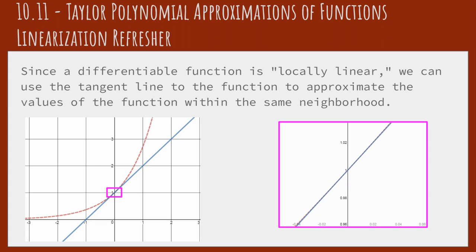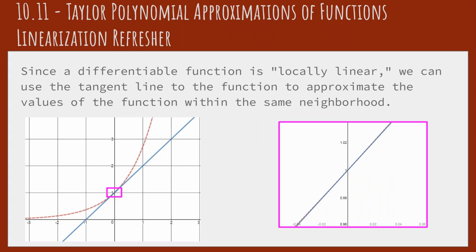But if you look at this section that I zoomed in on here, you can see that the red e to the x function and the blue function are almost identical within that window. So the idea of locally linear just means that a function is going to look like a line within some neighborhood around the point of tangency.